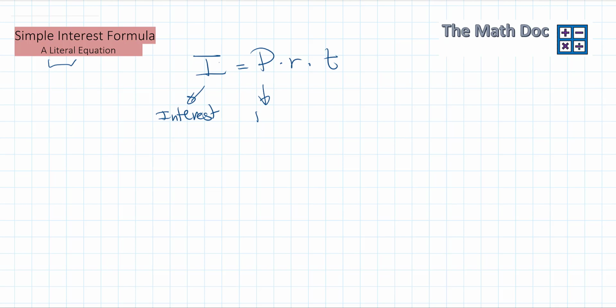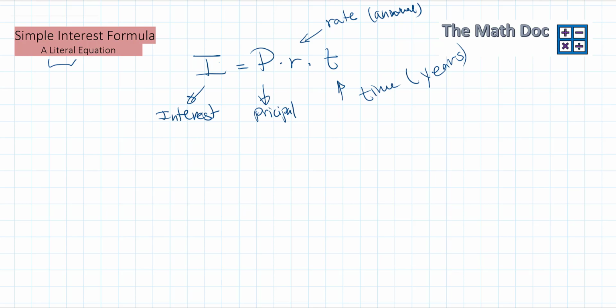P is our principal. It's the amount that we actually start with. The rate here, R, is an annual rate of interest. So that is an annual rate, and it's usually given by a percentage. And T is the time, which we usually also count in years.